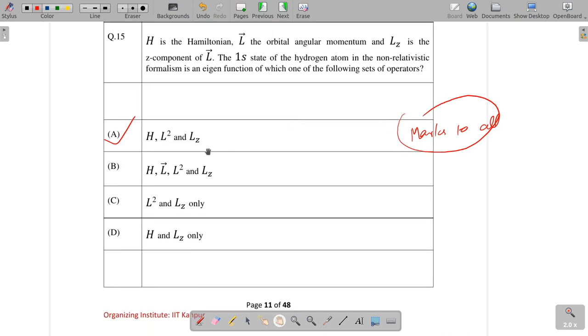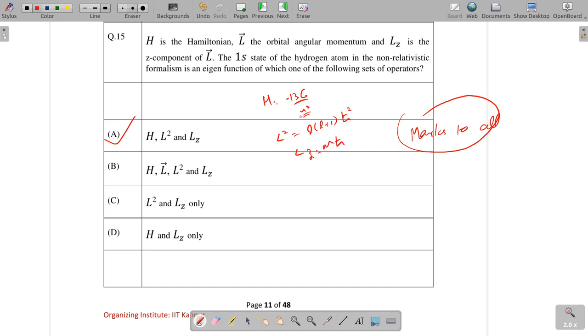So this is an easy question. You should be knowing H, L squared, and Lz. For the hydrogen atom, H eigenvalues are, you should be knowing, 13.6 eV divided by n squared for the principal quantum number n state, and L squared eigenvalues are L into L plus 1 times h bar squared, and Lz is m h bar.